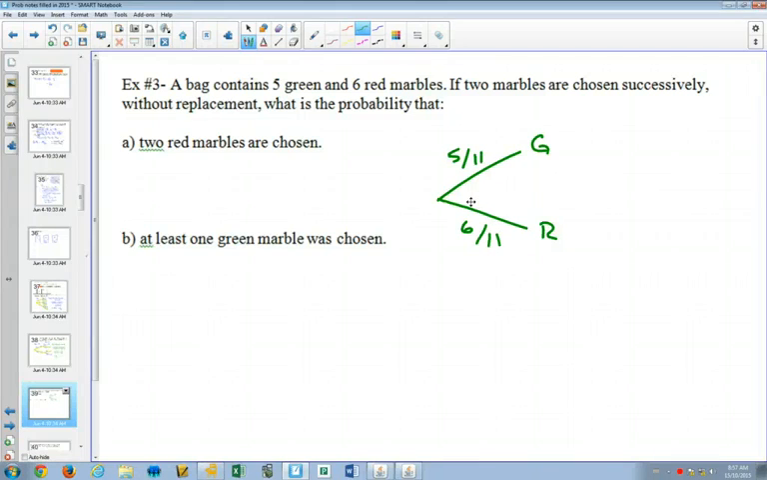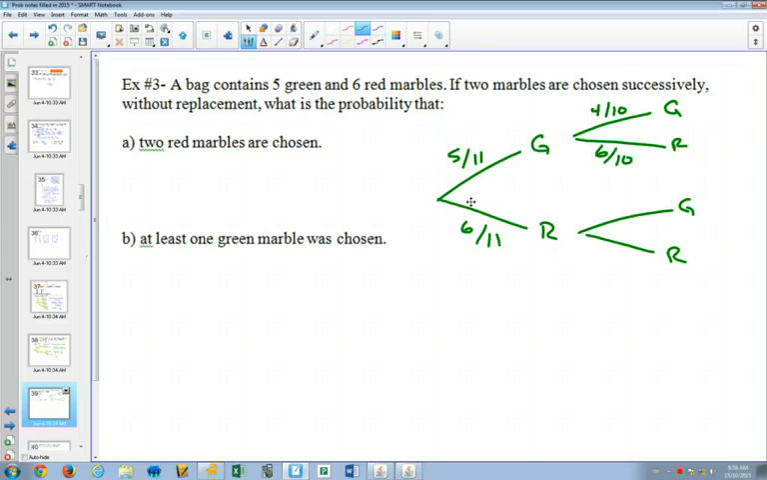Now you're going to pick out a second marble. So now off of those branches, it could be green and red again, and green and red again. But now it's not going to be 5 out of 11 for green. What number is going to be on this branch? 4 out of 10, because we've already taken a green one out. So now there's only 10 left and only 4 green ones left. There's still 6 red ones out of the 10. Notice that 4 out of 10 and 6 out of 10 add up to 1.